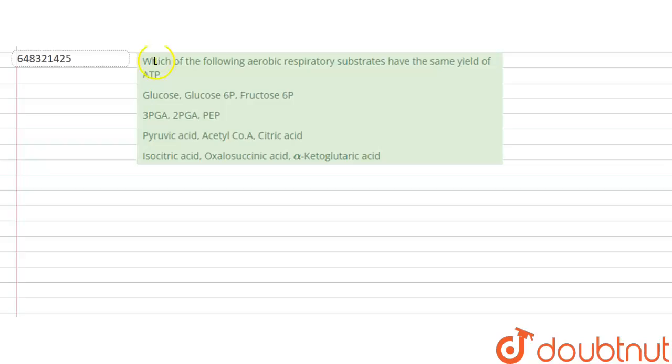Hello students, let's look at the question. The question states, which of the following aerobic respiratory substrates have the same yield of ATP? And we have got four options: glucose, glucose 6-phosphate, fructose 6-phosphate; 3-PGA, 2-PGA, PEP; pyruvic acid, acetyl-CoA, citric acid; isocitric acid, oxalosuccinic acid, and alpha-ketoglutarate acid.